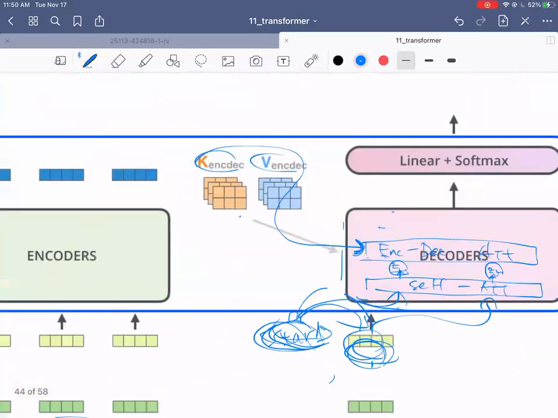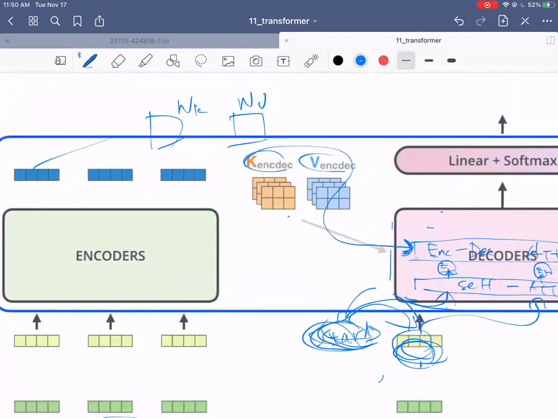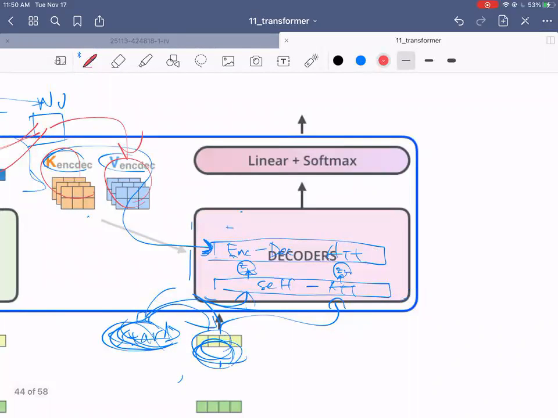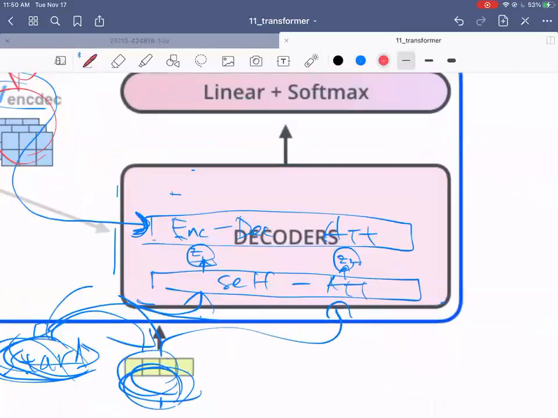So there's actually another set of WK and WV for the output of the encoder. This is how it's generated here, and these generate K's, and this and this generates V's here. And once you have K's and V's ready, you just simply use that repeatedly in the decoder process.